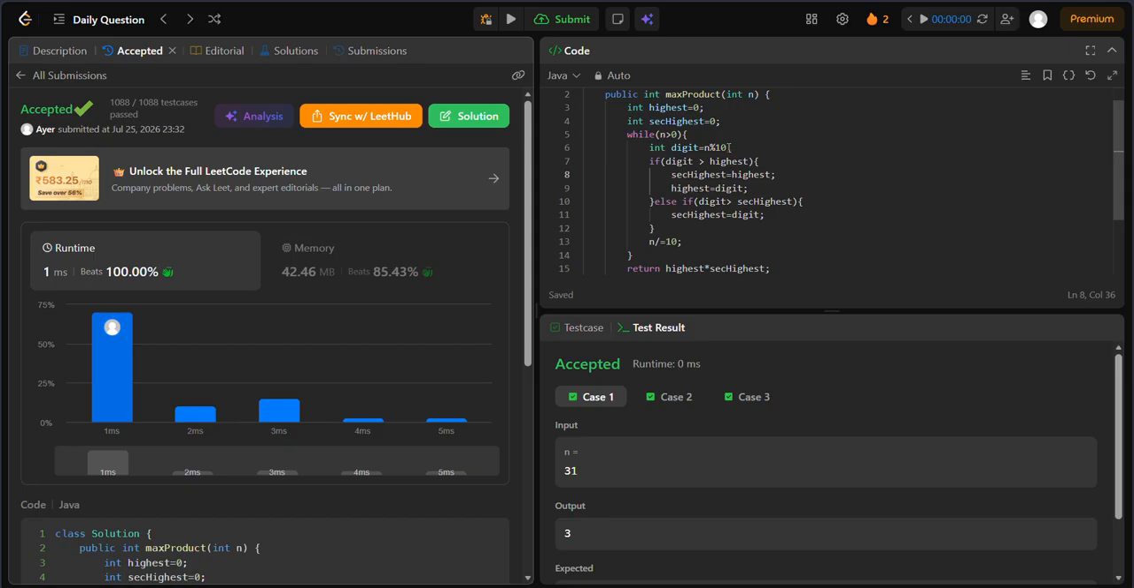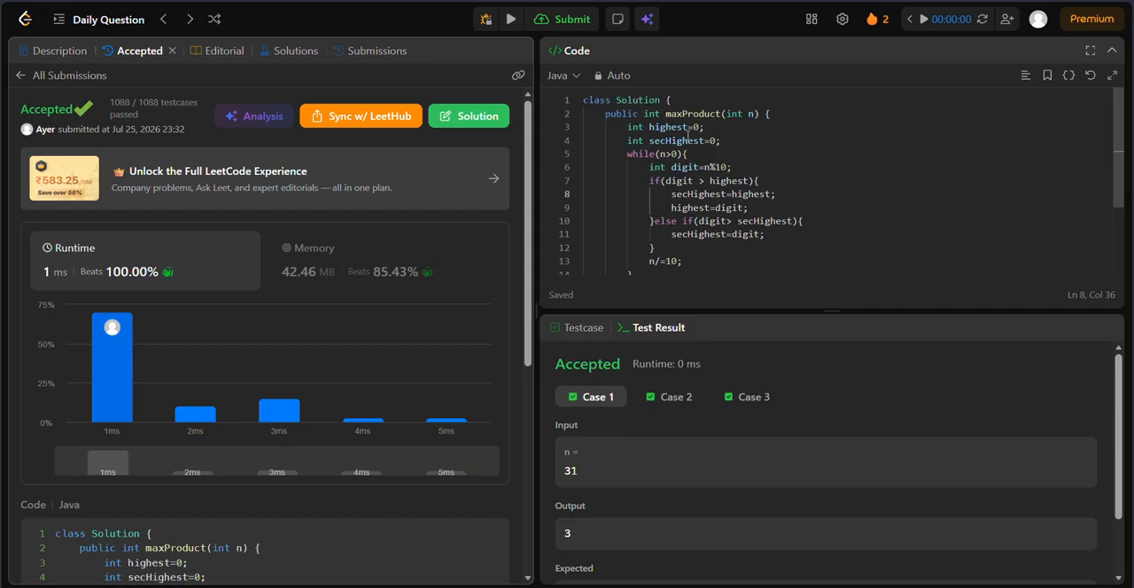Only a few primitive integers like highest and second highest are being used. So the space complexity becomes big O of 1.